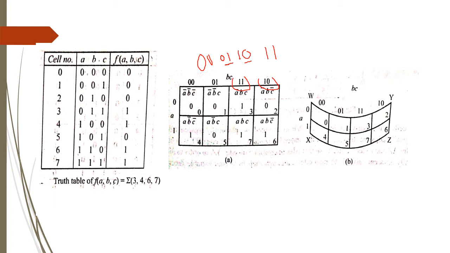After that, just put the cells. 0 0 0 corresponds to cell 0, 0 0 1 corresponds to cell 1. Similarly 0 1 1 corresponds to the third cell and 0 1 0 corresponds to the second cell. Wherever the output is 1, that is for 3, for 4 and for 7, just place a 1 over 3, 7 and 4 as well as 6. So this is how you enter a function in the K-map.